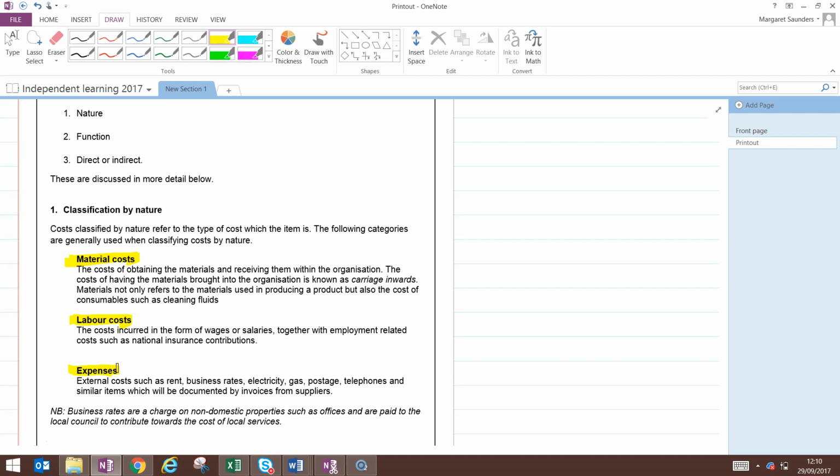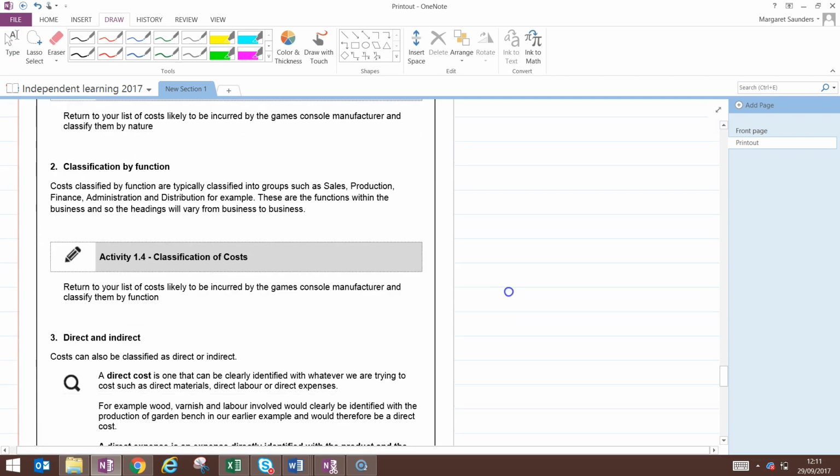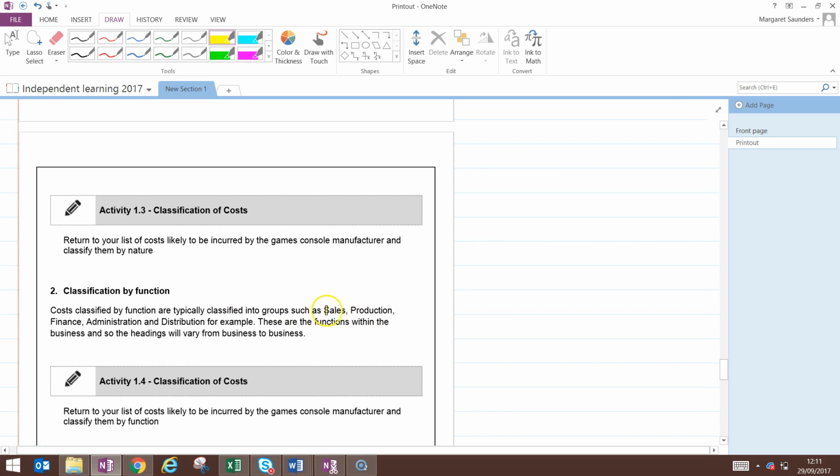So with nature, we have three classifications. A cost is either a material cost, a labour cost, or an expense. It may be more useful to look at our costs and classify them by function. By function, we mean, is it a cost in relation to sales? Is it a cost in relation to production, finance, administration, or distribution, for example? So in other words, what we're looking at here are cost centres. So we're gathering together the costs depending upon which cost centre they relate to. Now these headings that I've just highlighted are simply examples. Different businesses could have different headings.